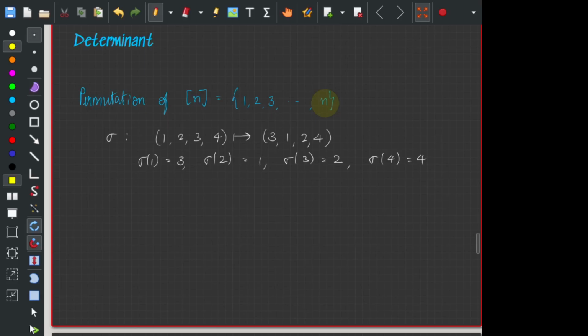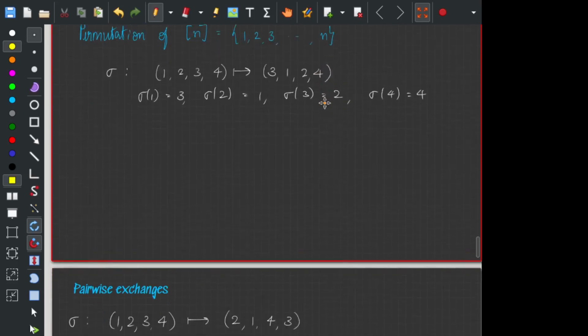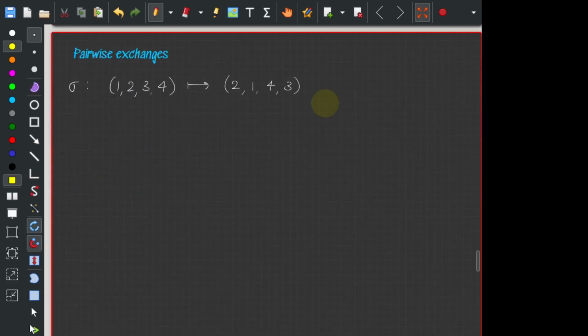There are n factorial possible permutations. Now, given any permutation, I can bring it back to 1, 2, 3, 4 by rearranging the elements. Let's look at the rearrangement wherein I'm only allowed to make pairwise exchanges. For example, suppose I give you this permutation: 2, 1, 4, 3.